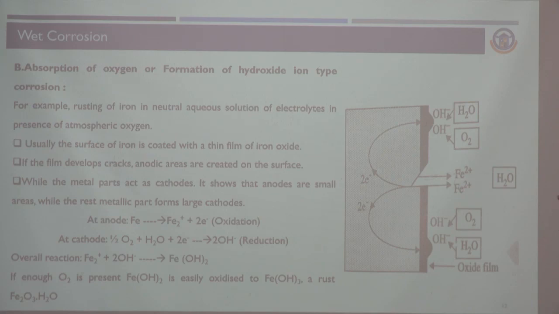In this case, we have the break at a particular point in the diagram, and at that place iron is converted into Fe2 plus ion because of the oxidation reaction, and the electrons are lost, and these electrons are absorbed by oxygen in neutral medium, and it forms hydroxide ion. So finally, this metal ion Fe2 plus and the hydroxide ion combine together, and it produces ferrous hydroxide. And if there is excess of oxygen in that place, it will be converted into Fe2O3, ferric oxide.